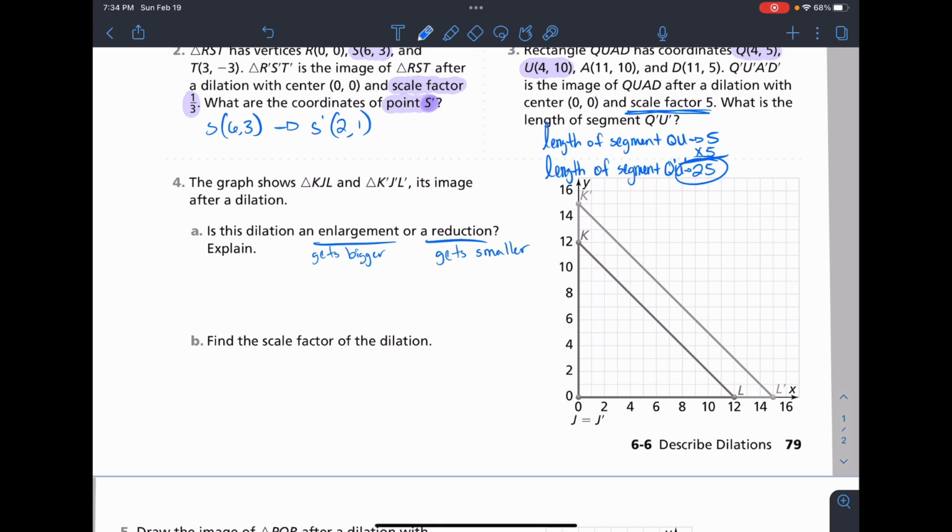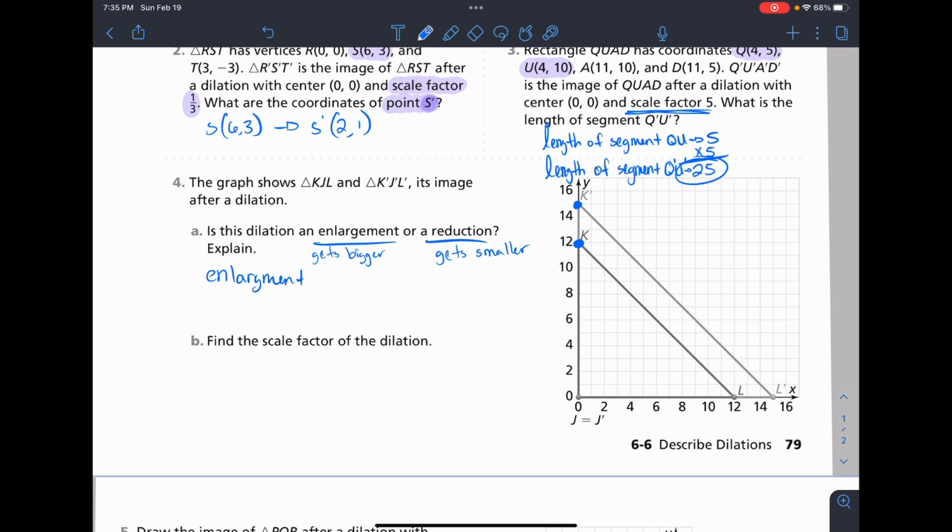So let's look at the original coordinates. The original coordinate of K is right here. And then it looks like it actually gets bigger and goes up here to K prime. So if it gets bigger, then that would be an enlargement. Definitely got bigger. Okay, definitely got bigger.